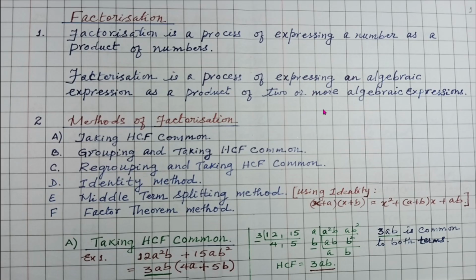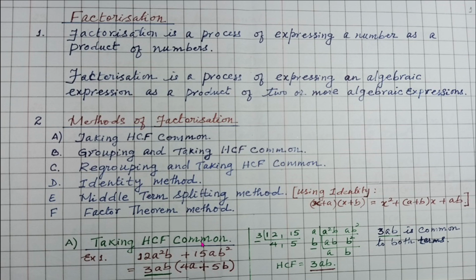We'll be learning why. Now, the methods of factorization. There are different methods of factorization, and they are taking HCF common, grouping and taking HCF common, regrouping and taking HCF common, identity method, middle term splitting method, and factors theorem method. Now let us understand it. And the identity which we are using here is (x plus a) into (x plus b), that is x square plus (a plus b)x plus ab, and that is used in the splitting method. Now let us learn these methods one by one.